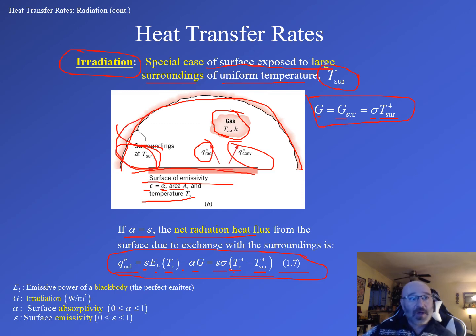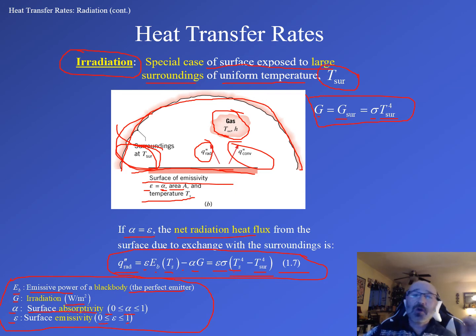A quick note down here reminds us of all the individual terms within our equation. Our E sub B is our emissive power of a black body, or our perfect emitter. Our G is our irradiation in units of watts per meter squared. Our alpha is our surface absorptivity, between 0 and 1, and our epsilon is our surface emissivity, between 0 and 1 as well.